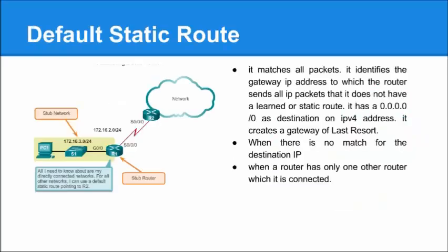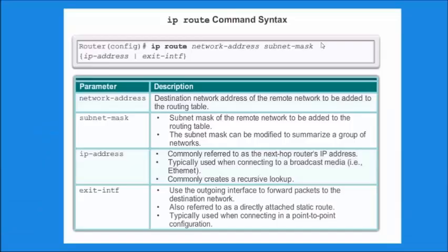There are three types of static routing. The first type is default static route. The second, summary static route. The third is floating static route. Default static route helps the router have a gateway of last resort. This happens when the destination address of the packet cannot be resolved or doesn't match with the entries in the routing table.